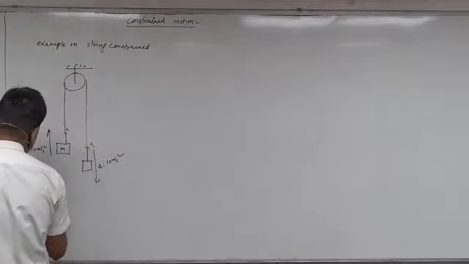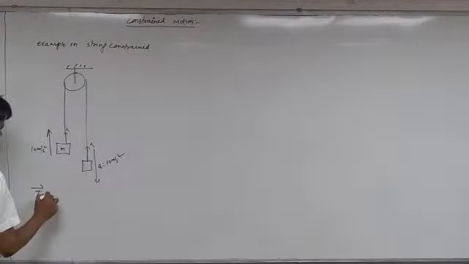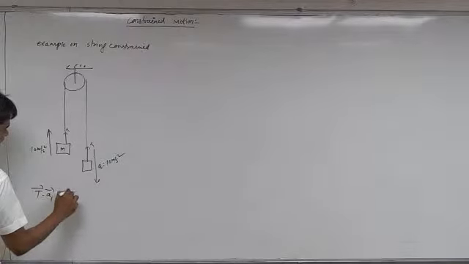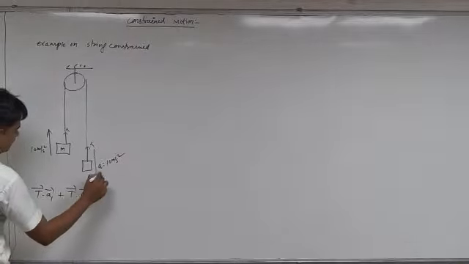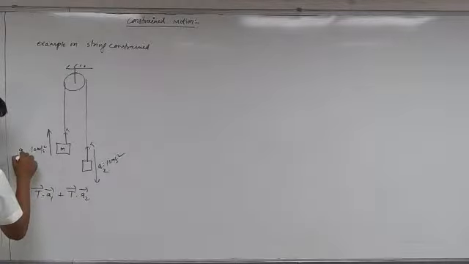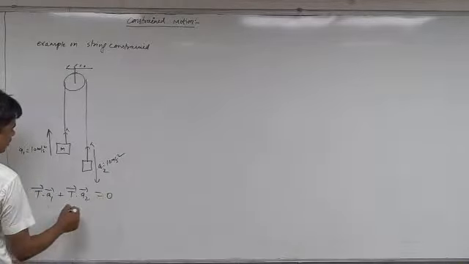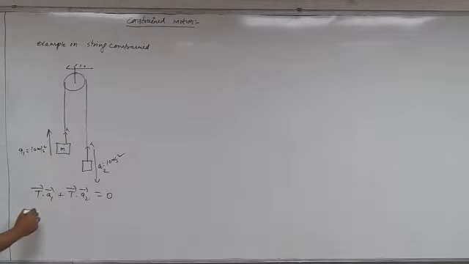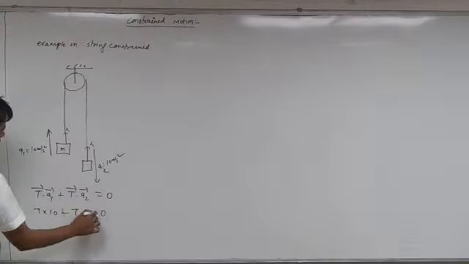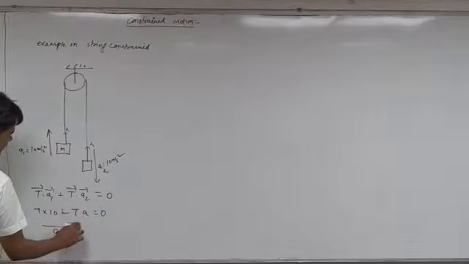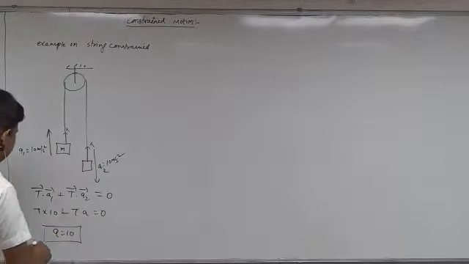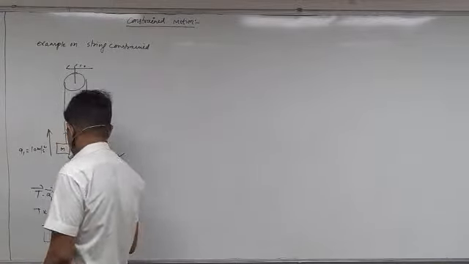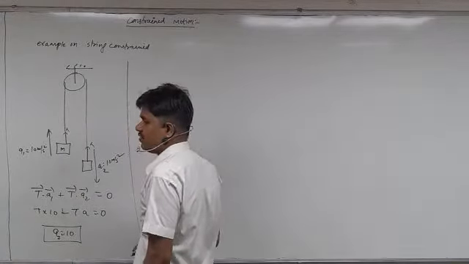I can write here summation, that is T vector dot A vector plus T vector dot A2 vector equals 0. So you can see T vector and A vector both are in the same direction here. So we will say that is T into 10. Here T and A are in opposite directions. We will write minus TA equals 0. We will get A equals 10. That we have already discussed in the class also.